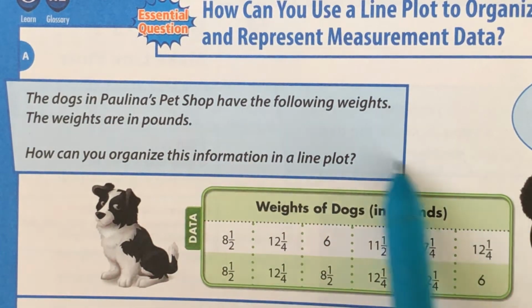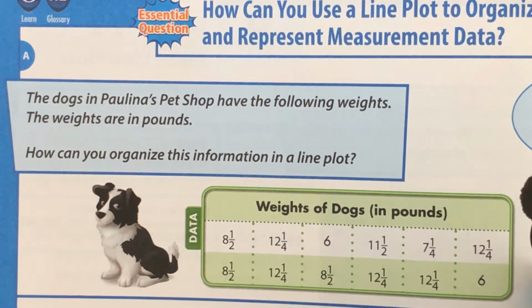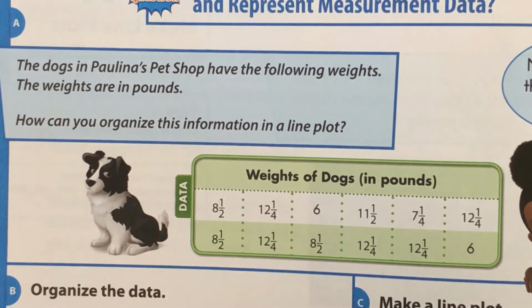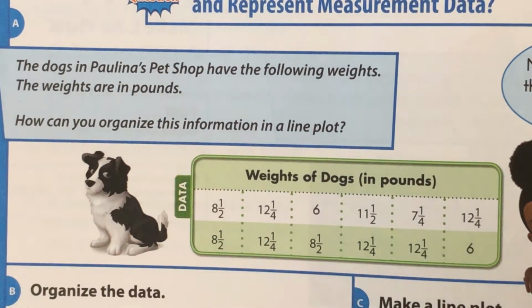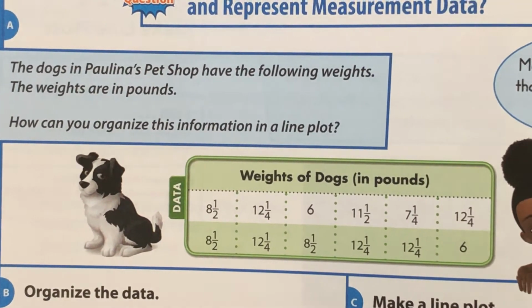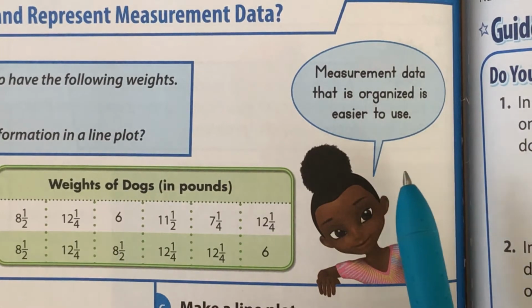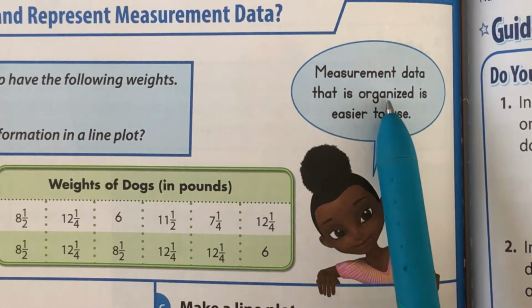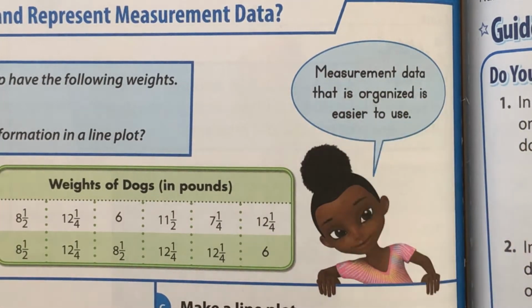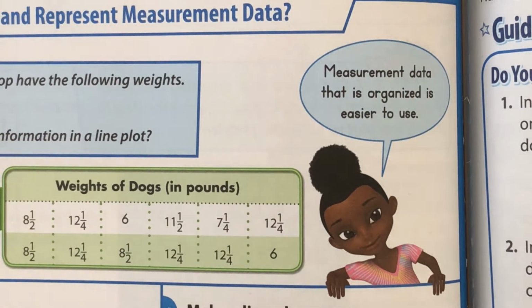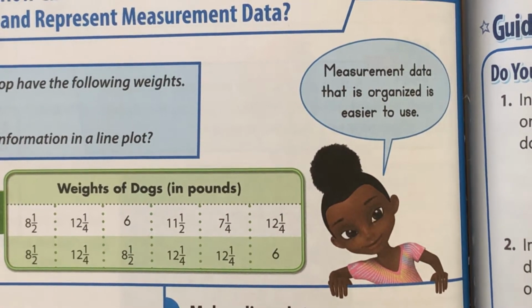So these are all the weights that we are already given. Now in a table it's kind of hard to see which one's the biggest, which one's the smallest, how many duplicates we have. In this speech bubble, it does say that measurement data that is organized is easier to use. So that's why we make line plots, just to organize our information.